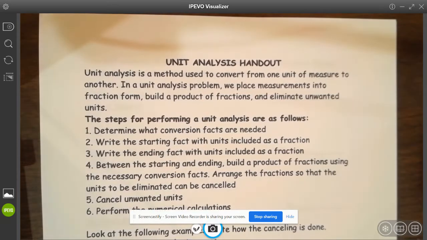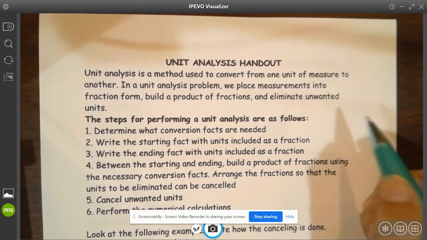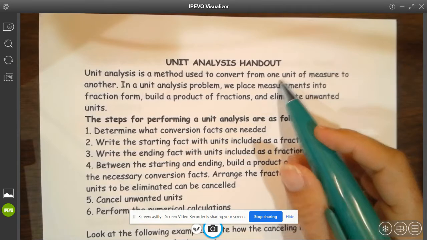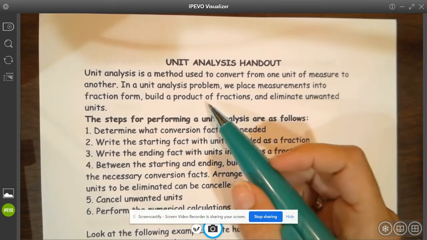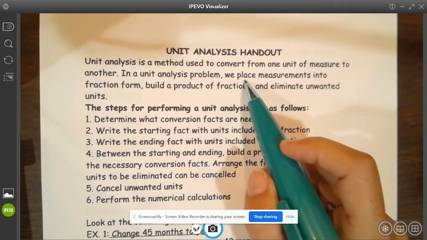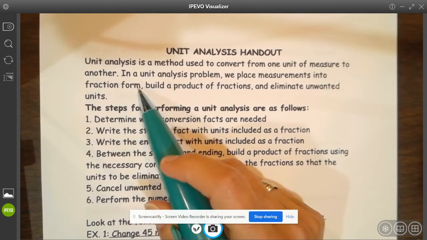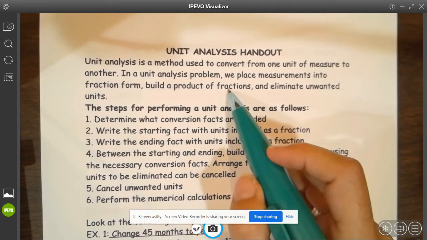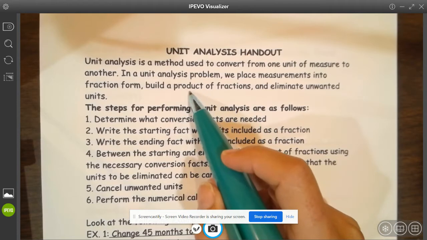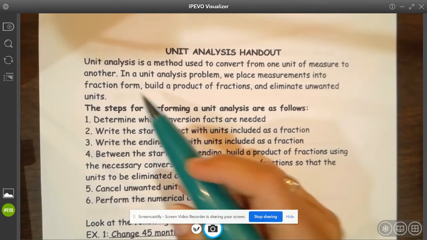All right, this week we're going to talk about unit analysis or dimensional analysis. So what we're doing is we're converting from one unit of measurement to another unit. So in a unit analysis problem, we place measurements into fraction form. So we use fractions and then we multiply. So build a product of fractions, product means multiplication, and then eliminate unwanted units.